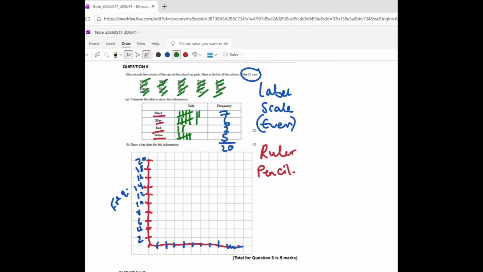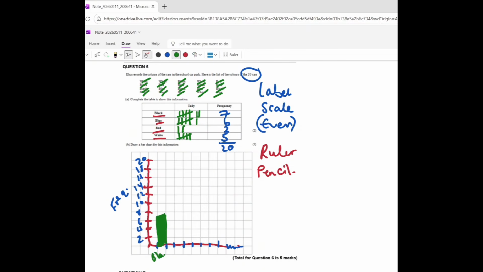So this one's got to go up to 7, and again you should still be using a ruler and a pencil. You can shade them in, you don't have to. I'm just going to shade them in so that you can see for the purposes of the video. So that is my first bar there, and I'm going to label that black. Now I can't do it on here, but I would probably write vertically upwards. So I'm just going to put black here.